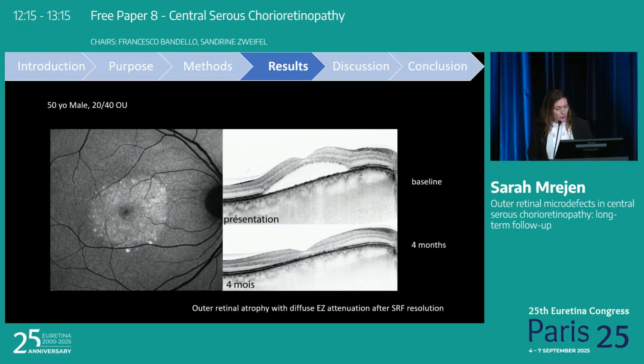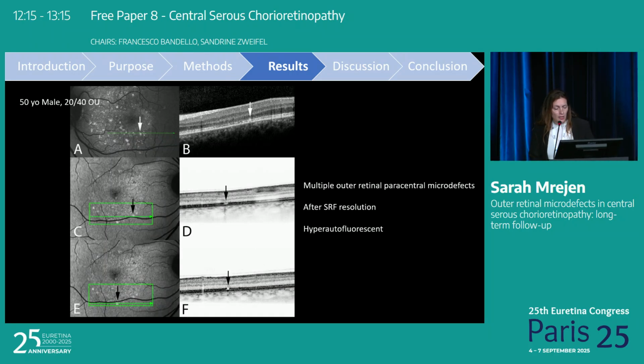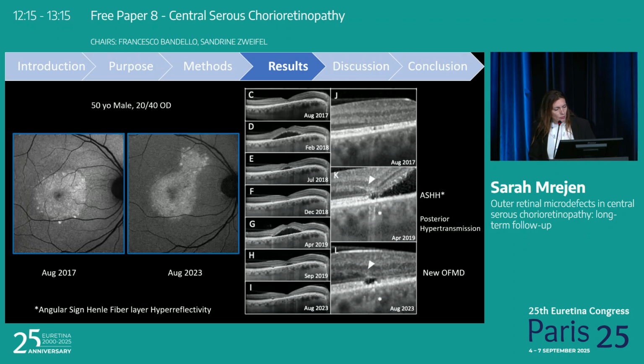So here is a case of a 50-year-old male at baseline, and then after resolution of subretinal fluid, after only 4 months, you can already see outer retinal atrophy with diffuse EZ attenuation after subretinal fluid resolution. And more focally, at the level of these hyperautofluorescent spots, you can see some of these optical gaps at the level of the outer retina after subretinal fluid resolution.